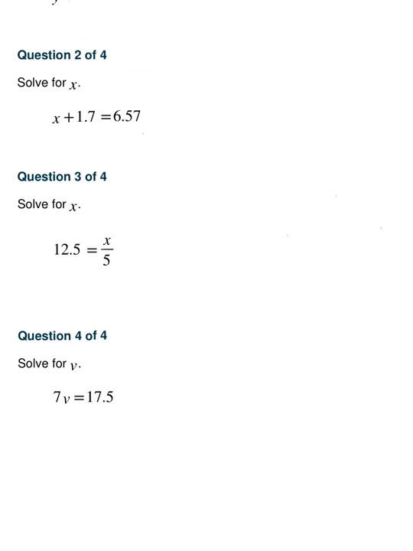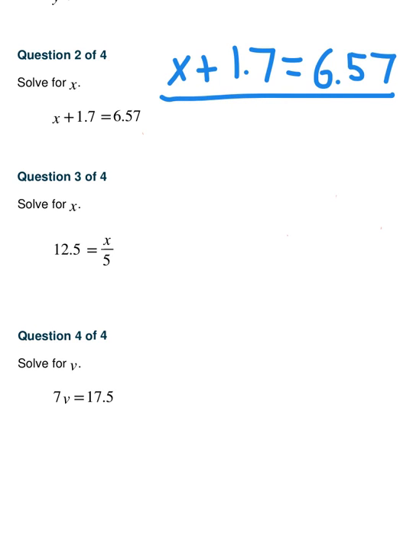Okay? So let's practice one more. On this problem we have x plus 1 and 7/10 equals 6 and 57 hundredths. On this one, same process. We need to isolate that variable x. So we're going to draw our balance, and we are going to do the inverse operation, where since this is an addition problem, we're going to do subtraction. Take 1 and 7/10 from one side, isolate that variable, and take 1 and 7/10 from the other side.